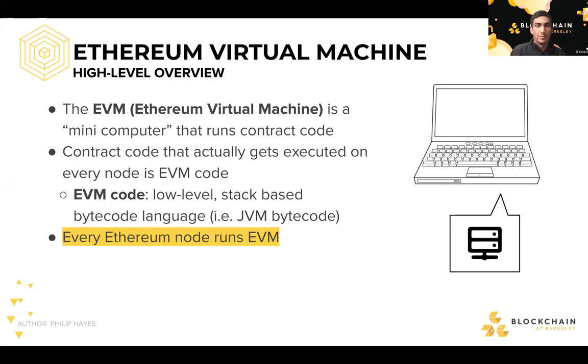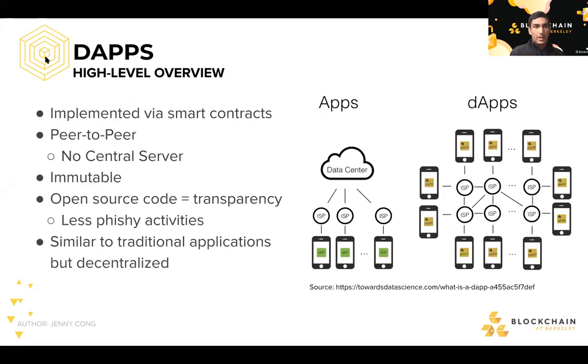So yeah, it's like a compiled language. Now let's get into designing Dapps. Dapps are implemented via smart contracts. They're peer-to-peer with no central server. They're immutable, open source and transparent. And they're similar to traditional applications, but they're decentralized.